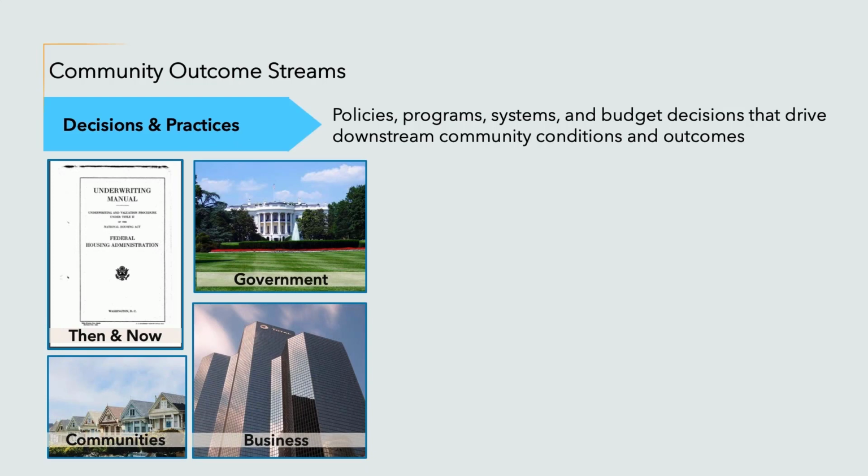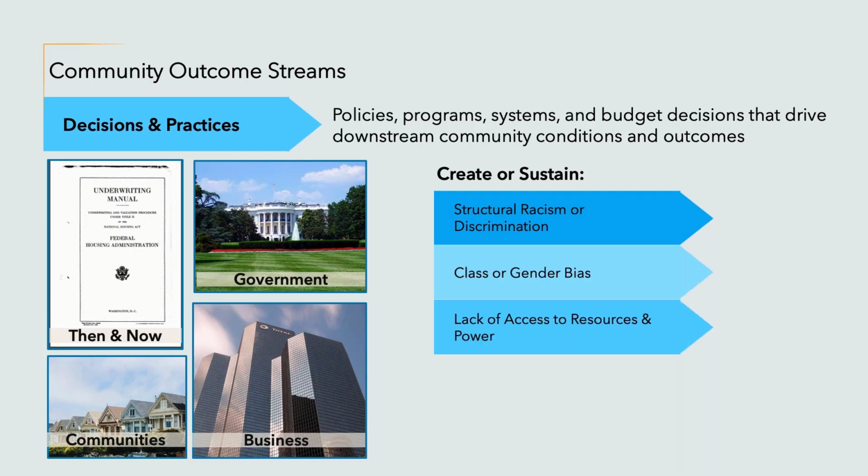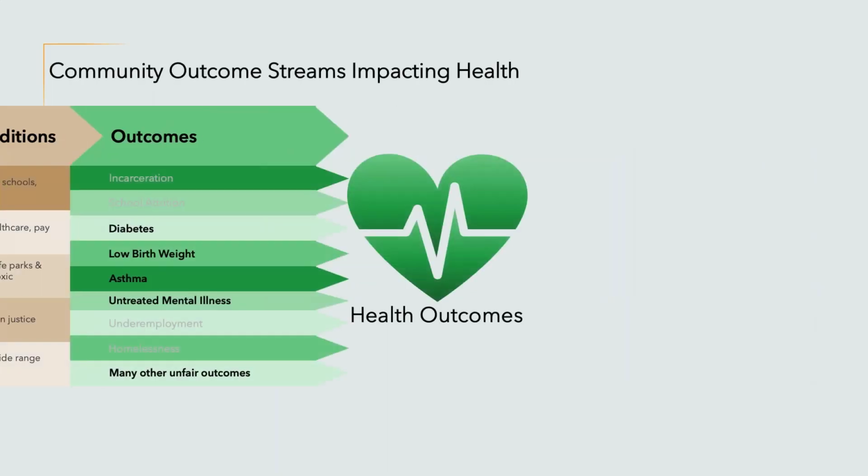Decisions and practices may create or sustain structural racism or other forms of discrimination, biased against or for people based on class, gender, or other social groupings, inequitable distributions of resources and power, or intergenerational inequities, meaning any combination of the above impacting multiple generations of families or communities over time. This model helps us understand and address the root cause of social inequities, including racial injustice. Today, we'll focus on health, so let's get back to that other equity-centered model for understanding health outcomes.